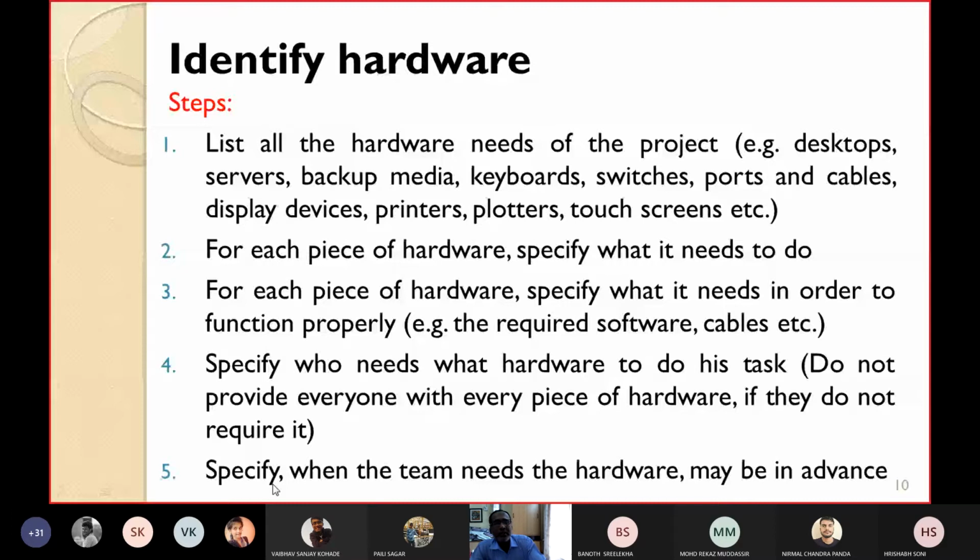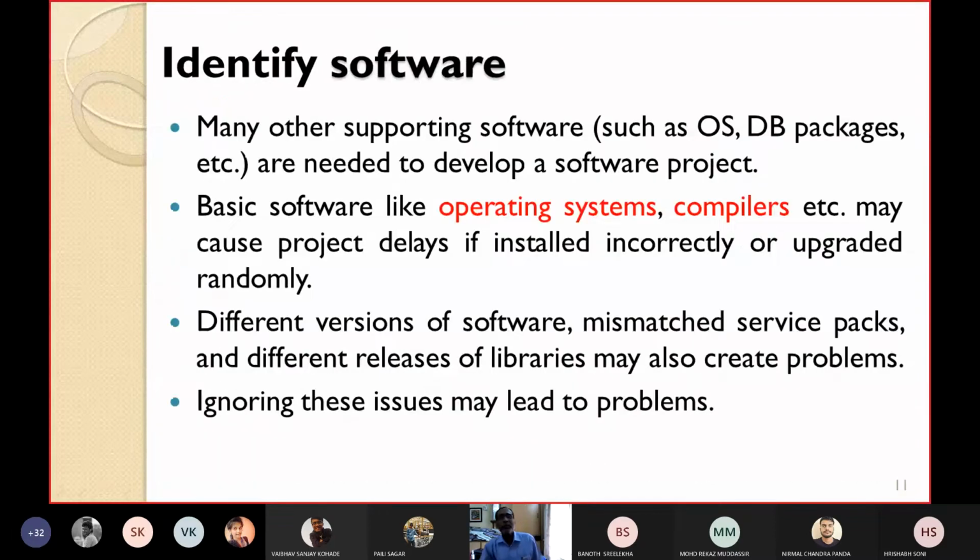Then the last step for identifying hardware is to specify when the team needs the hardware. So when the team or the particular person needs this hardware, you have to give this requirement maybe in advance so that the project manager can arrange it in advance. So this requirement should be given in advance. Okay, so these steps can be followed to identify hardware requirements. Then we shall see something about how to identify the software requirements.